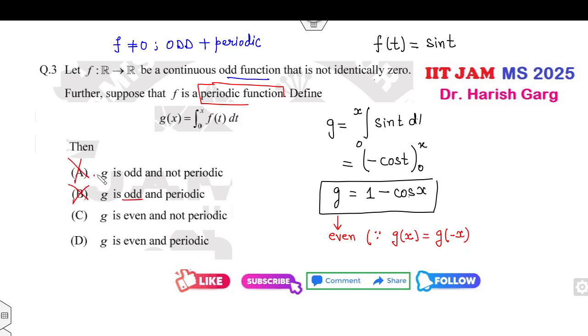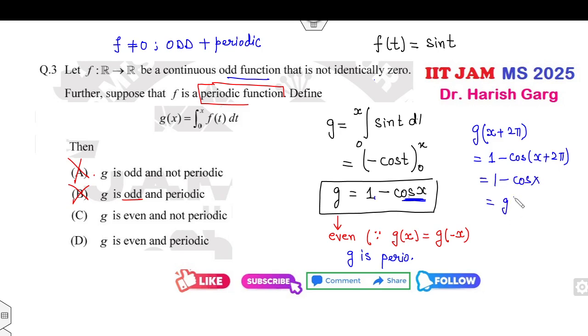So A and B options are cancelled. Now second, whether it's periodic or not: cos x is a periodic function, 1 is a periodic function. Yes, g is a periodic function. Why? Because if I use x plus 2 pi, it will be 1 minus cos of x plus 2 pi, which is again 1 minus cos x, that is g of x. So yes, it's periodic. So C option cancelled. D option is the right answer. This is the first method you can solve the problem.